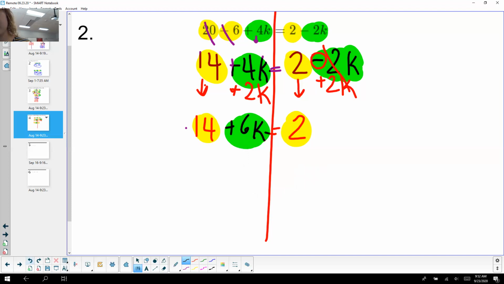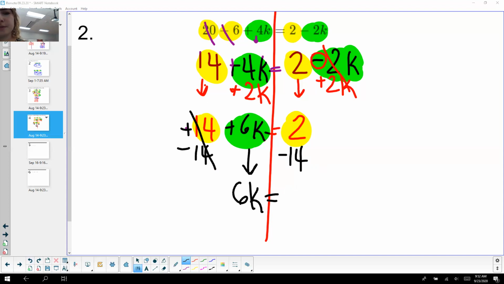So 14, this is a positive 14. I'm going to subtract 14 from both sides of the equal sign because this is a positive 14, positive and negative cancel. I'm going to bring down 6K equals, then I've got 2 minus 14.